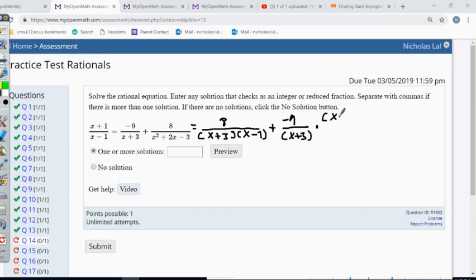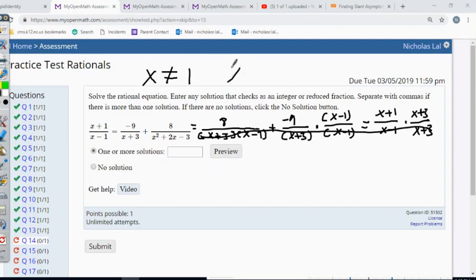times x minus 1 over x minus 1, get a common denominator here, is equal to x plus 1 over x minus 1 times x plus 3 over x plus 3. This gives us a common denominator. And to cancel the common denominator, knowing that x cannot equal 1 and x cannot equal negative 3. So keep that in mind.